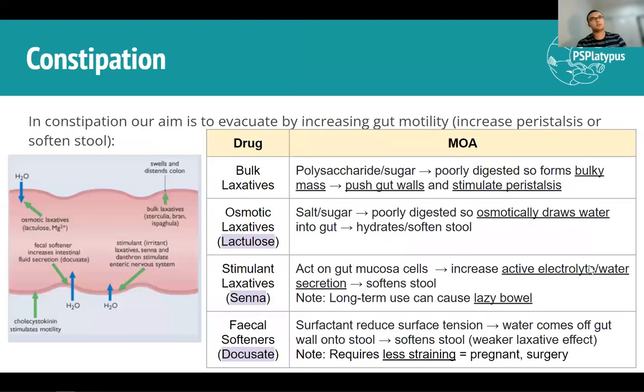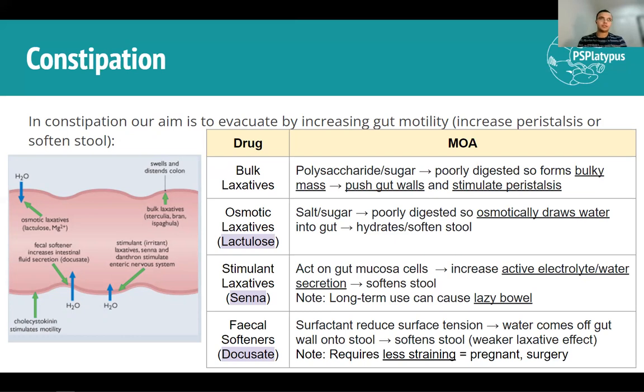Okay, so when it comes to constipation, our primary aim is to evacuate that bowel obstruction. And the way that we do that is by increasing gut motility with one of two strategies or even both. So the strategies are you can increase the peristalsis of the gut, or you can soften the stool in some way and make it easier for it to be evacuated.